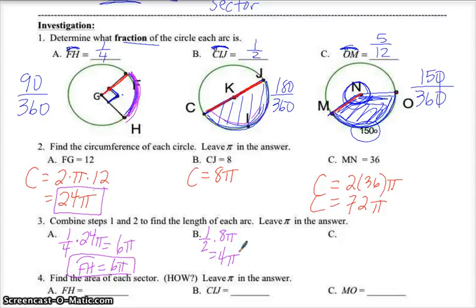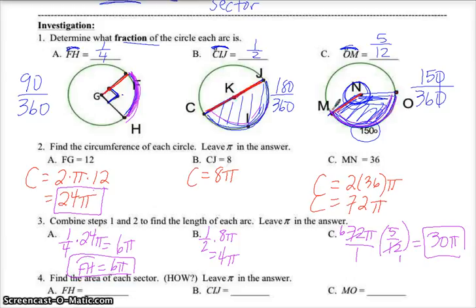And finally, this last one, we said this last one was 5/12 of an entire circle. So we're going to multiply 72 pi times 5/12. You can just use your calculator and do math frac, or you can do 12 goes into 72 6 times. So that length around here for MO is equal to 30 pi.